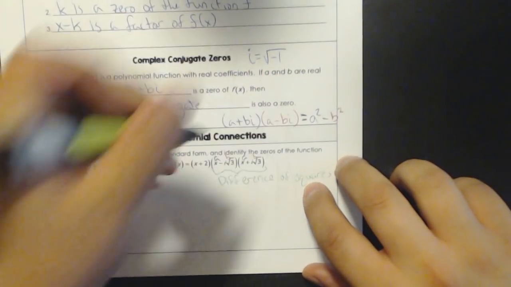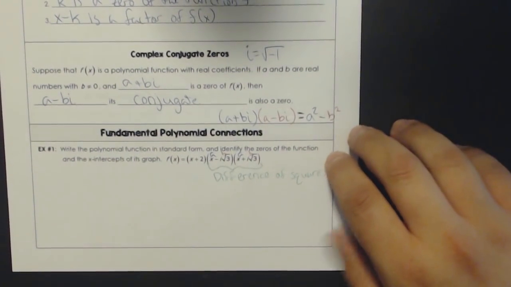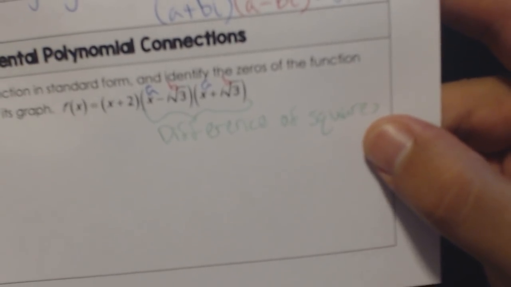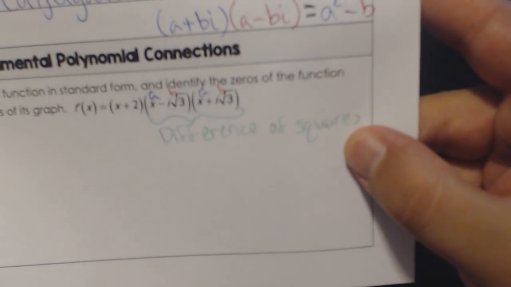Now this might be a little hard. Let's see how the camera picks it up. If you can see, let me bring it up a little closer just so you can see. As you can see here, let it focus. I labeled a to be x and b to be i square root 3.